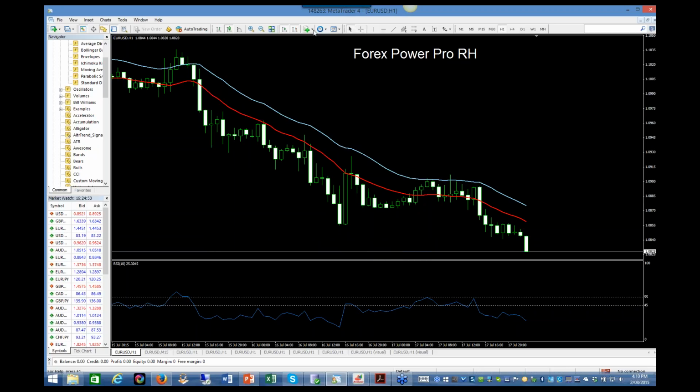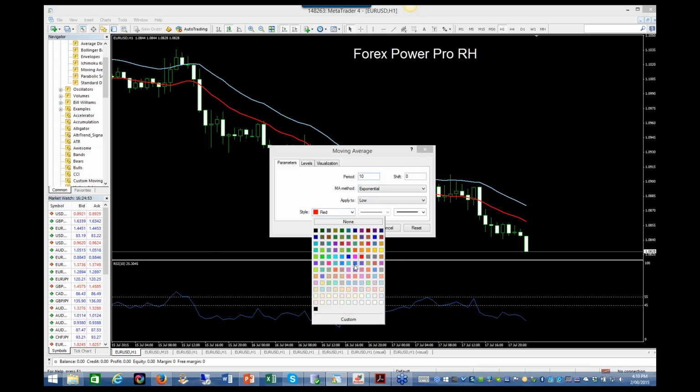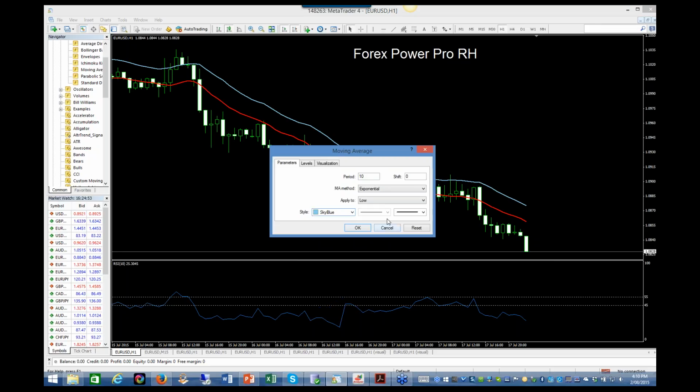And then the second thing you see adds a trailing stop, and for that we use a period of 10, and this is all very common. You use a shorter period in order to get you out quicker, and I think this one's going to be blue, and I'm going to make that a dotted line.